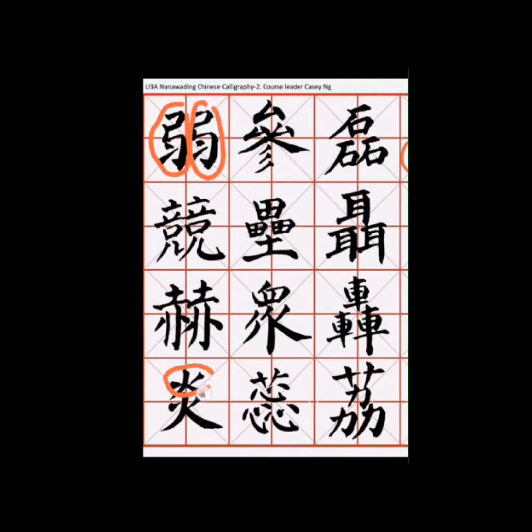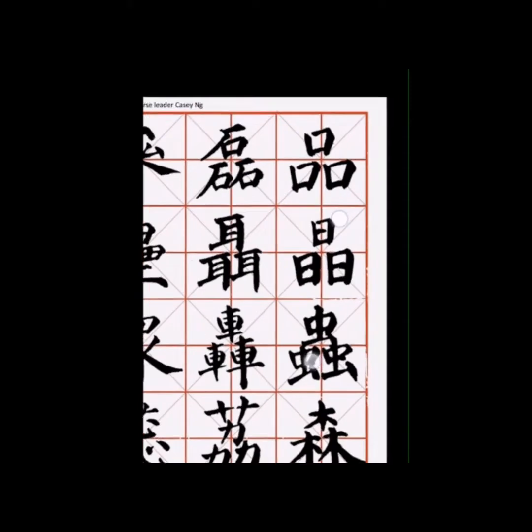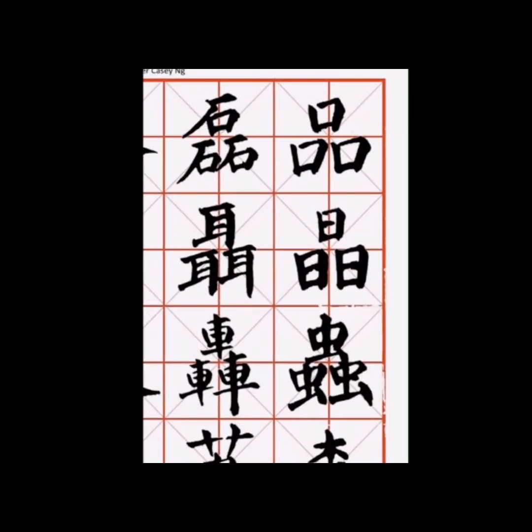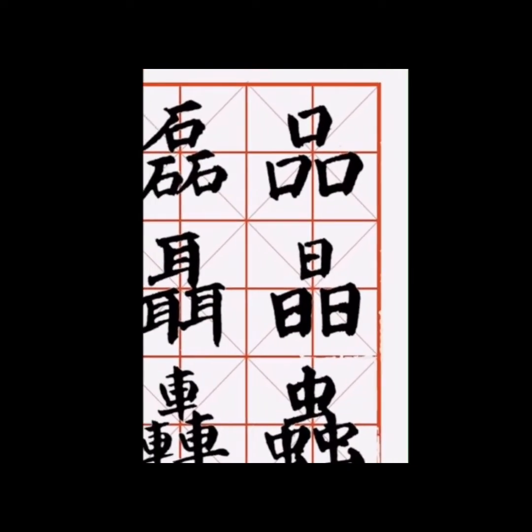Such as this, right? So let's start with the 3 stacking elements. How do we stack 3 exactly the same elements in a word? Let's say 品质, basically they have 3 kou. So how do we stack them together?